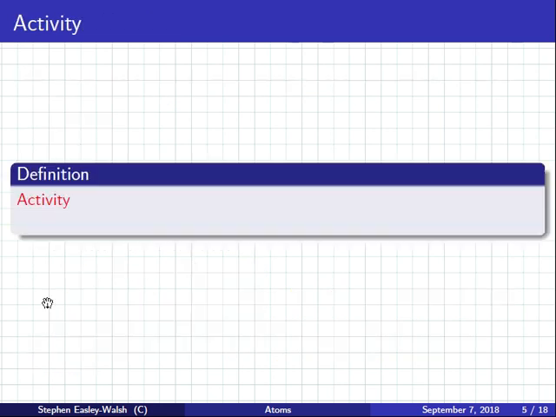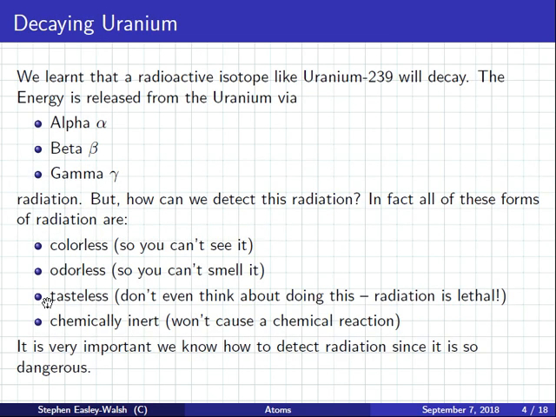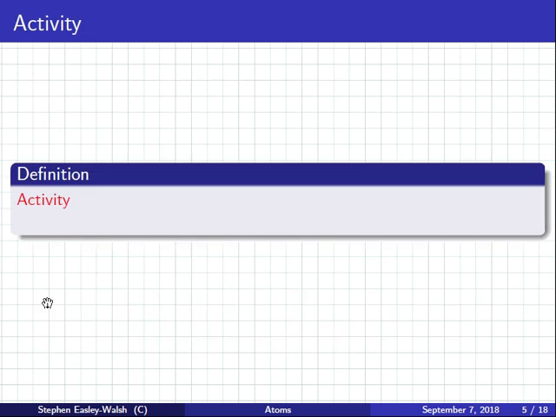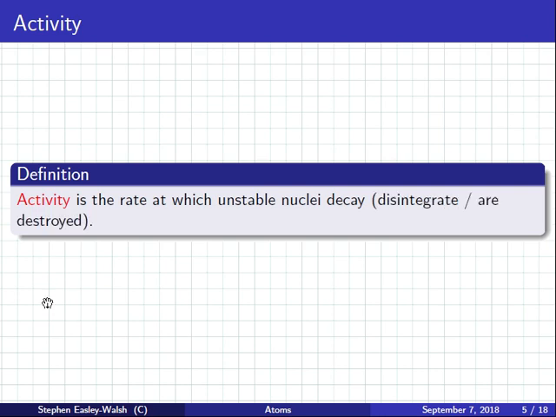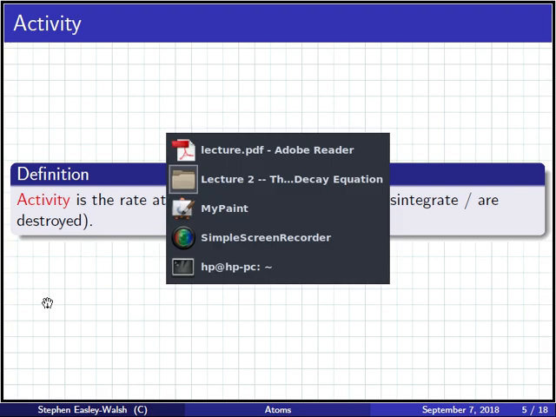Alright. So, before we talk about detecting it, we have to say exactly what we're trying to detect. So we have this thing called the activity. And it's the rate at which unstable nuclei decay, disintegrate. So, just before you write that down, let me explain exactly what I'm saying here.